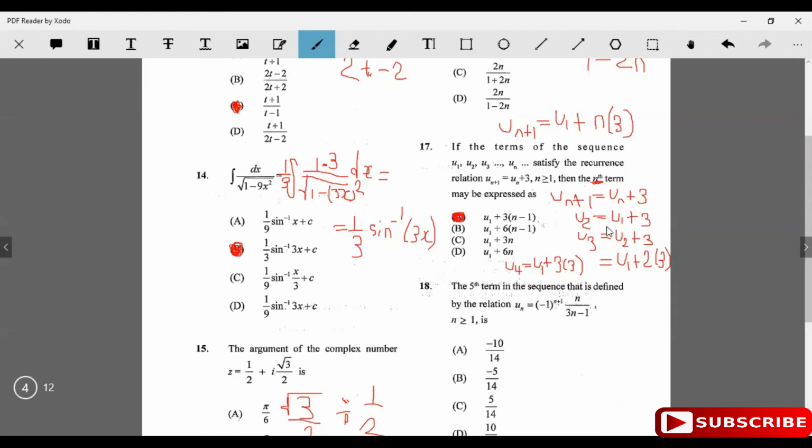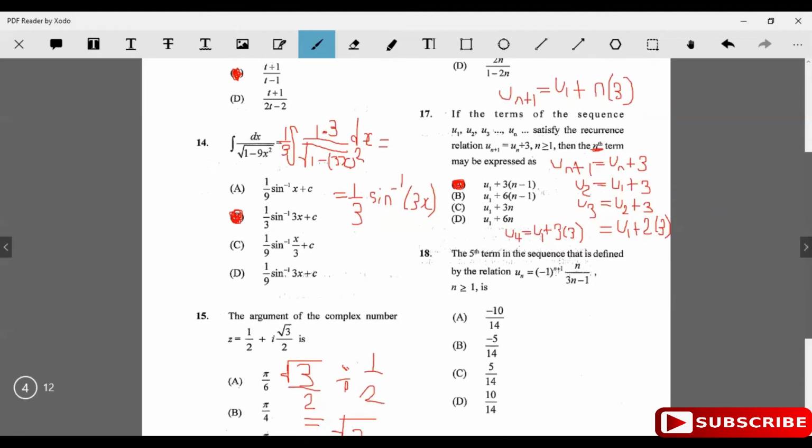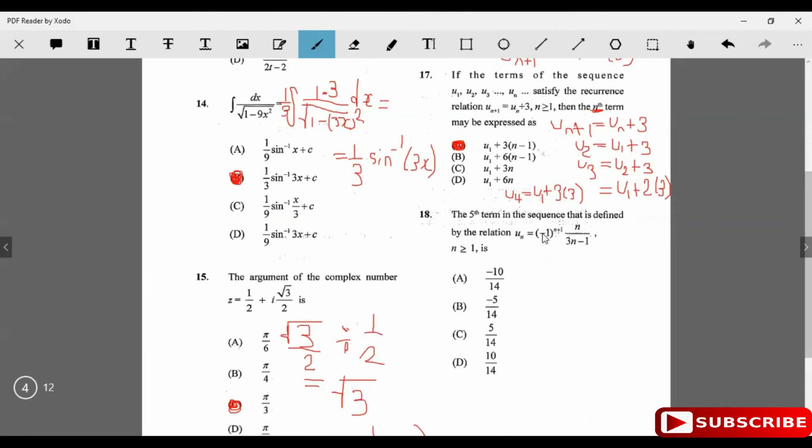All right, question 18. Question 18 says, the fifth term in the sequence that is defined by the relation un is equal to minus 1 to the n plus 1 times n over 3n minus 1. And they want the fifth term, so we'll just put n equal 5.